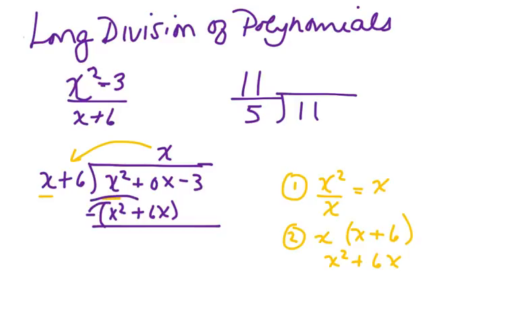That's a common mistake. So x squared minus x squared, those would cancel out, and then you're left with minus 6x plus 0x, which is minus 6x. Bring down your negative 3. And then you ask yourself again, how many times does x go into negative 6x? That's equal to negative 6.